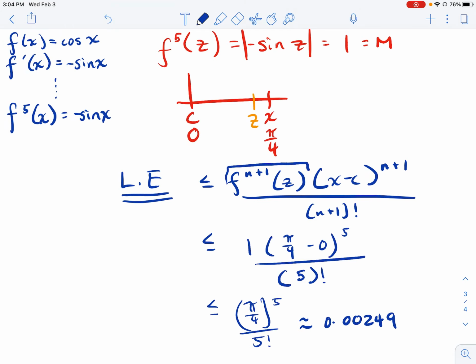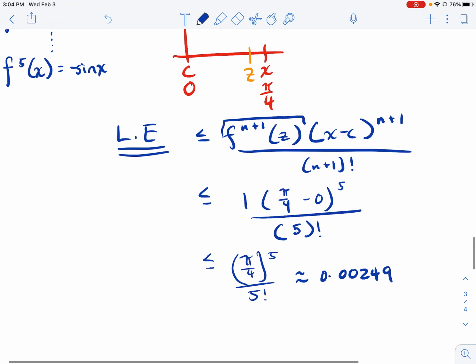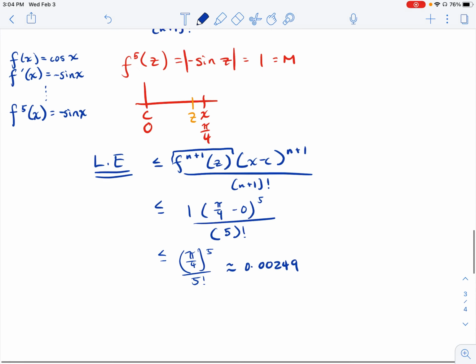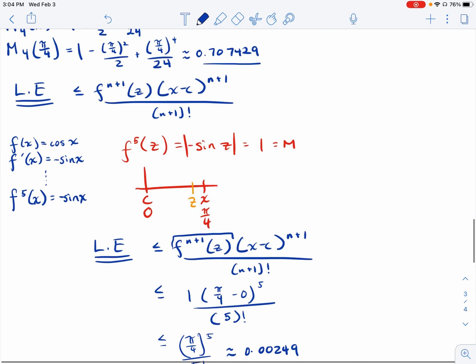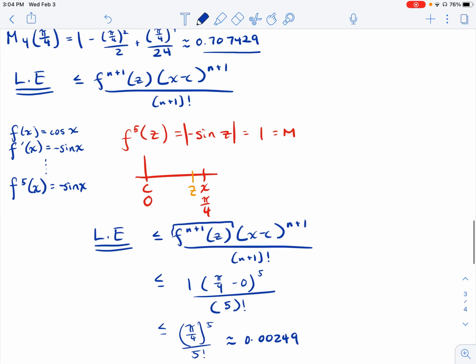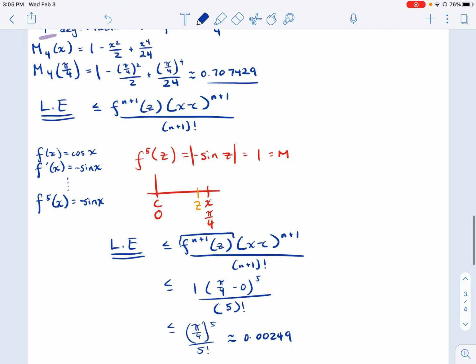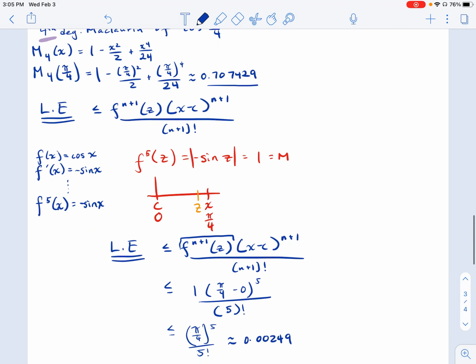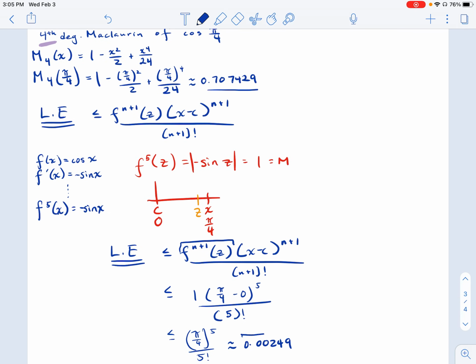0.00249. So this Lagrange error, we're saying, all right, our 4th degree Maclaurin polynomial, which we said was 0.707429, is going to be off from the actual value of cosine of pi over 4 by no more than this. In fact, it's going to be less than this amount. This is the most that we could possibly be off by.